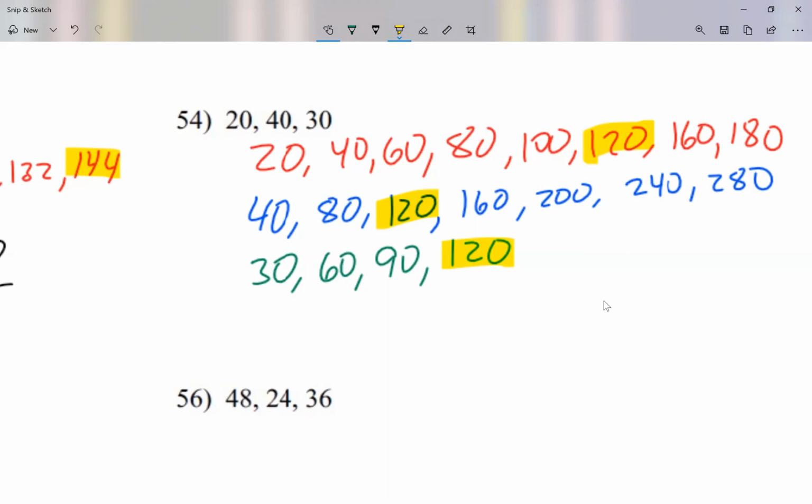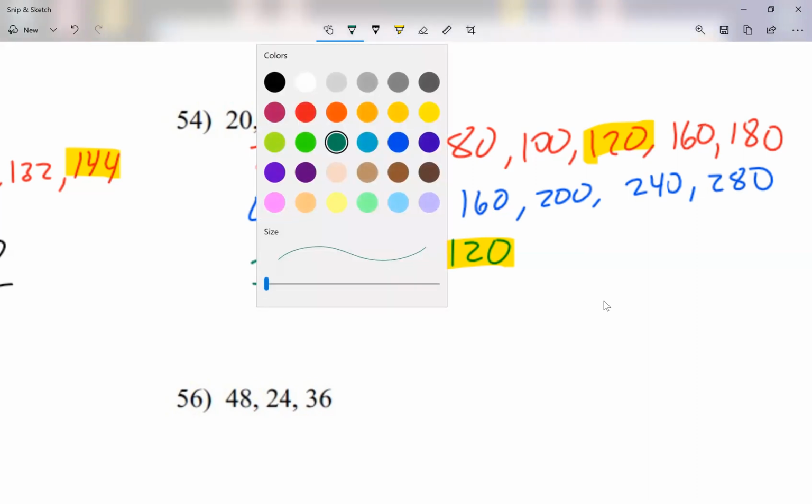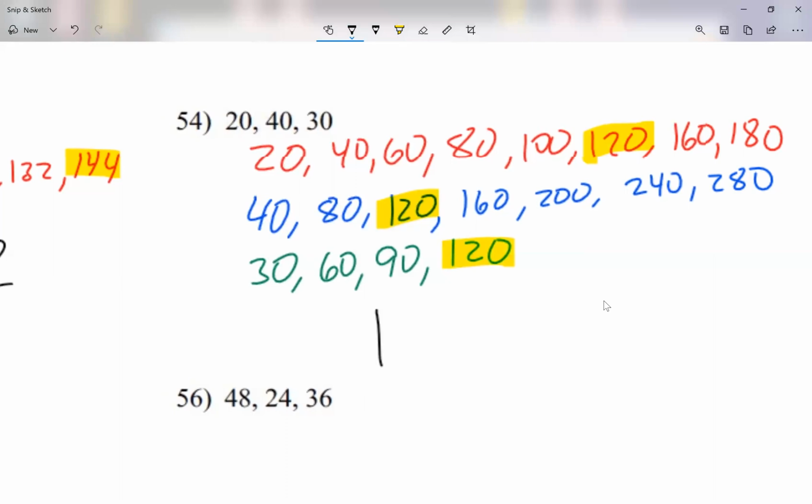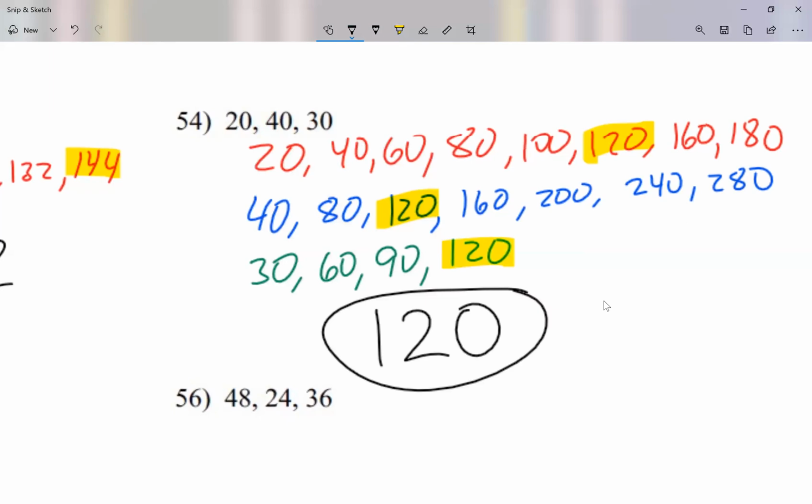My question now is: is there a smaller common multiple? Remember, common multiple means it is part of all of them. Nope, I don't see a smaller common multiple. So my least common multiple in this case will be 120.